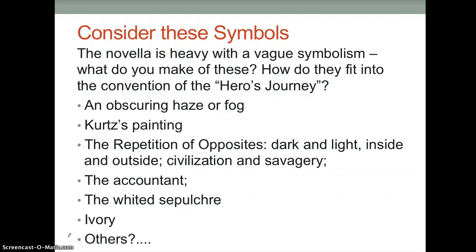In any case, however you read it, there are other important symbols that you'll want to consider as you read this tale. Some of those are an obscuring haze or fog that comes up over and over, and you need to think about what implications it has for your interpretation of the novel. Kurtz's painting, or the repetition of opposites: dark, light, inside, outside, civilization or savagery. The accountant, I think, is another symbol. The whited sepulchre, which is the Belgian city. Ivory, women. There are many others. So all of these can help us as we try to make sense of this novel.